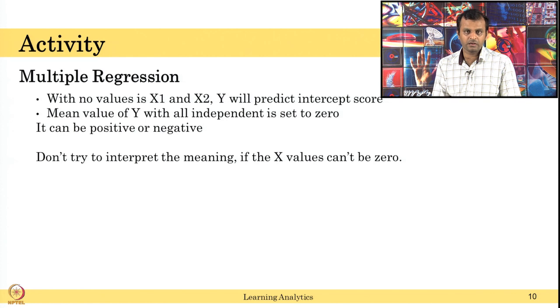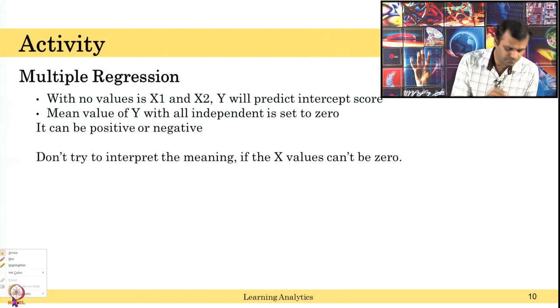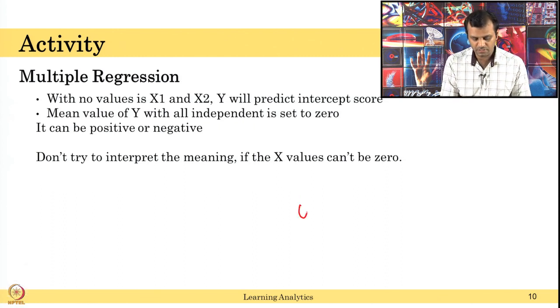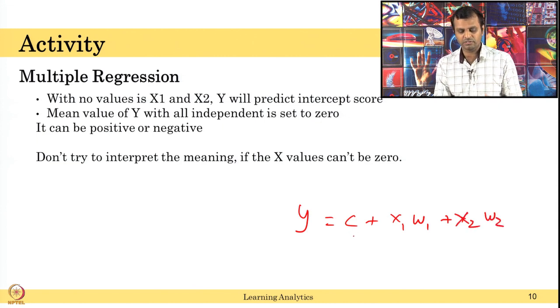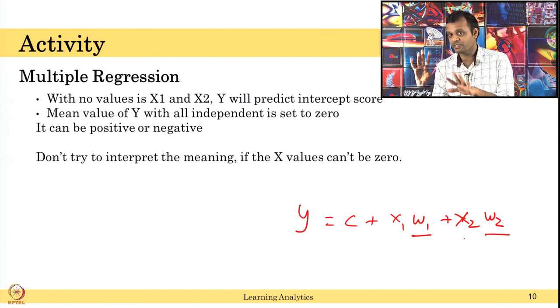The most important thing in linear regression, simple regression or multiple regression is y = c + x1w1 + x2w2. Now, you thought I said do not interpret the meaning of c. What are w1 and w2? What is the significance of w1 and w2? Keeping the other value constant, consider x2 is the same, how much x1 has a relationship with y is defined by w1.